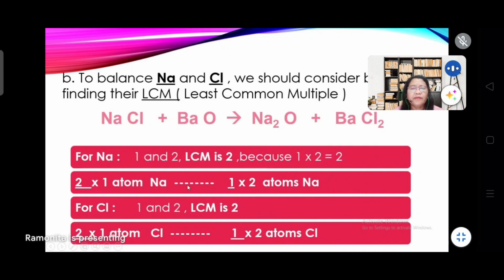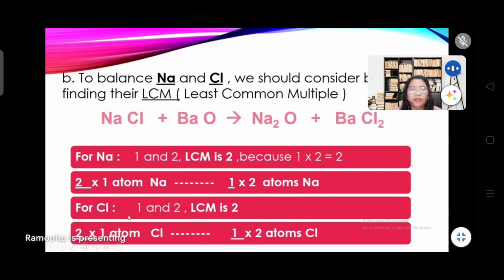From the reactants, sodium has 1 atom. Multiplied by 2 will be equal to 2 atoms of sodium. For the product, we already have 2 atoms of sodium multiplied by 1, which is equal to 2 atoms of sodium. So the atoms in the reactants and the product are already equal.